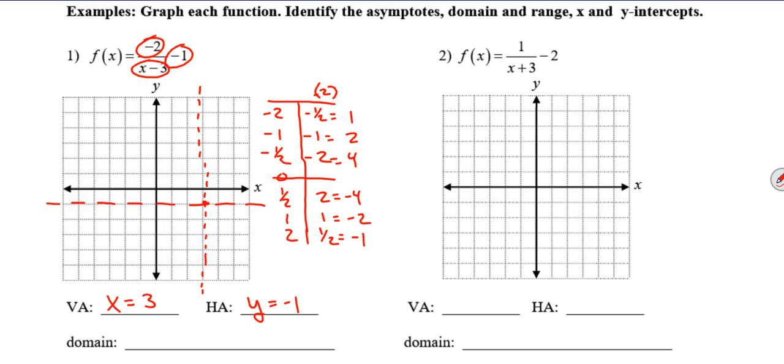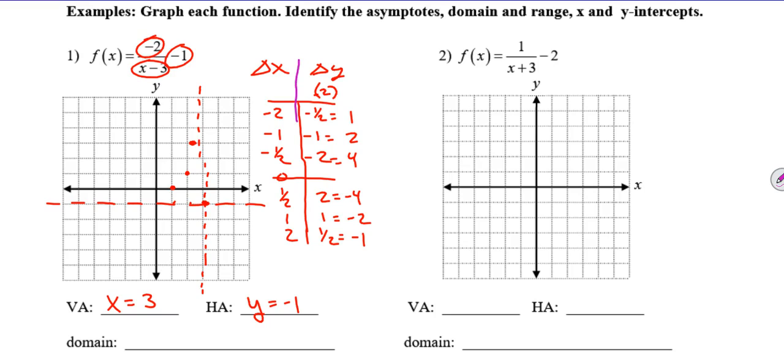So again, this is my motion, right? From here, from my center, if I go back 2, let's put this in a different color. If I go back 2, I should go up 1. If I go back 1, I should go up 2. And if I go back 1/2, I should go up 4. 1, 2, 3, 4. So these aren't points, right? This is delta x, delta y, right?